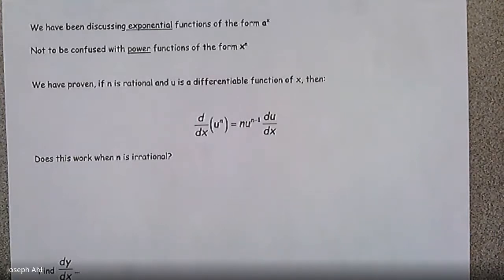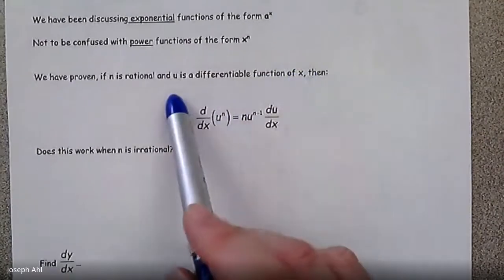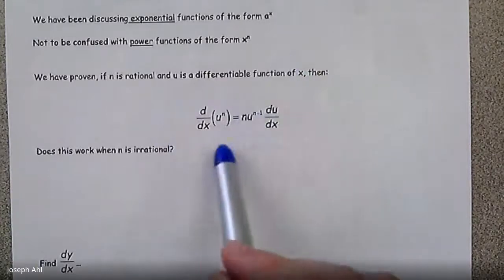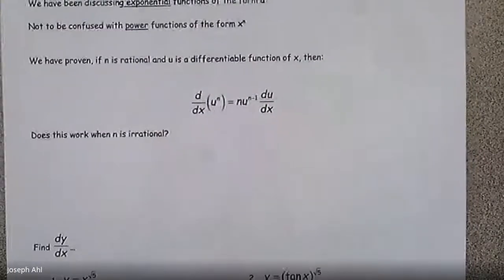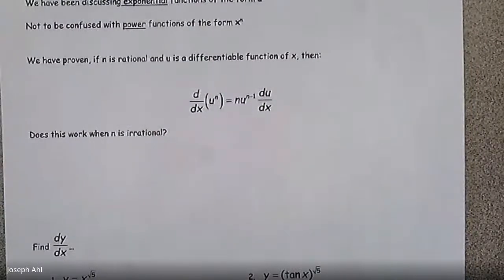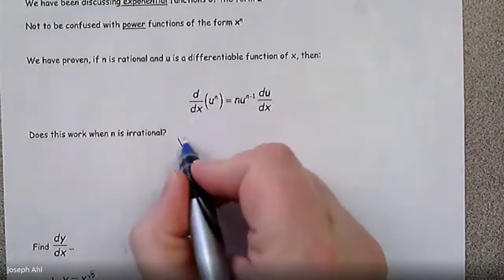Okay. Before we get into that, though, we've proven this power rule for differentiable functions in many different scenarios. We've proven it if n is an integer. We've proven it for n being a rational number. But we haven't really talked about, well, what if n is irrational? Okay, so to prove that this rule does work for when n is an irrational number, let's let y equal u to the n.